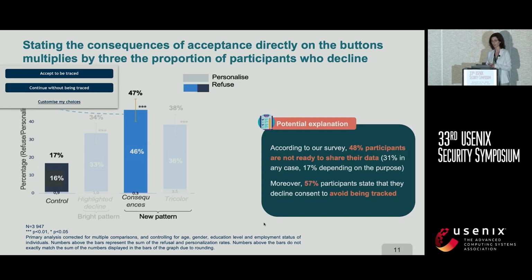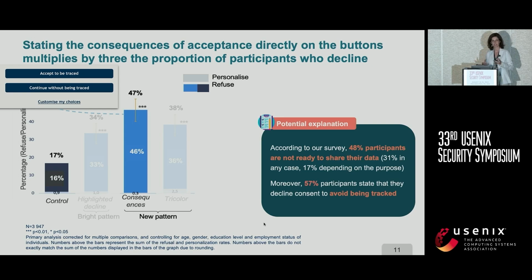Another example is very interesting, and it's about the consequences banner, right? So the banner where we see "accept to be traced" and "refuse to be traced" directly in the button text. What we see is that the refusal rate is the highest for this type of banner, because we observe 47% of refusal with respect to 17% for the control group.